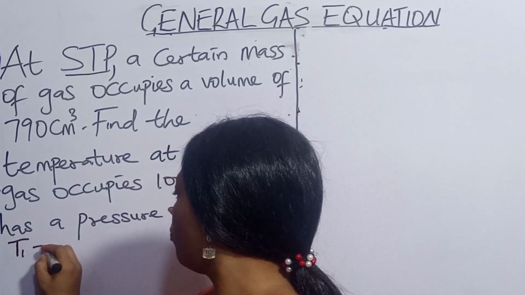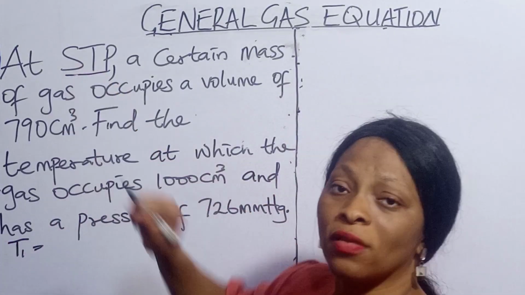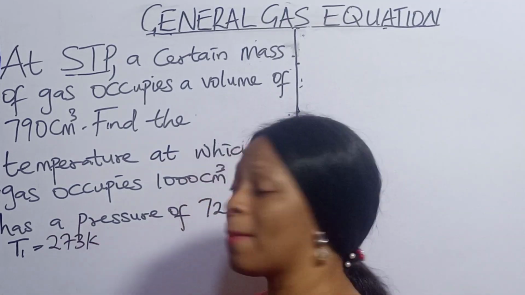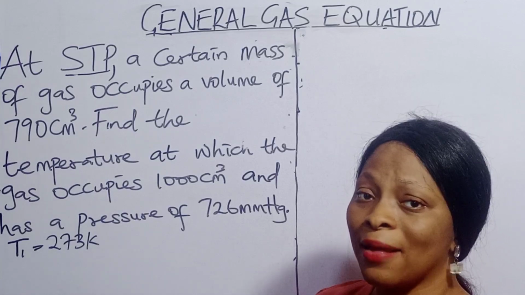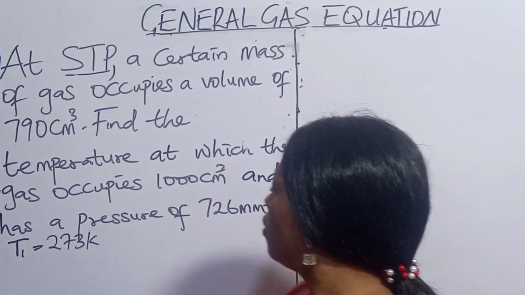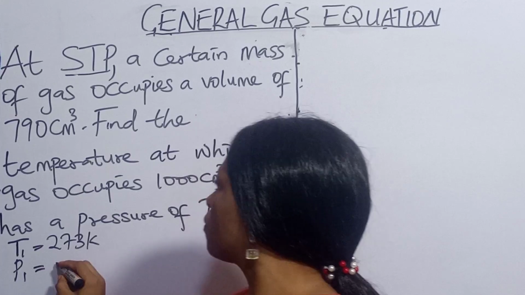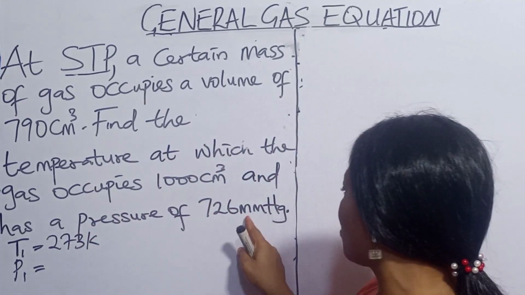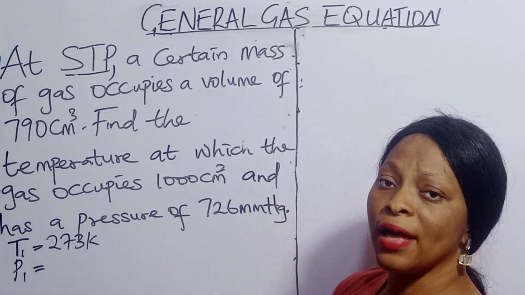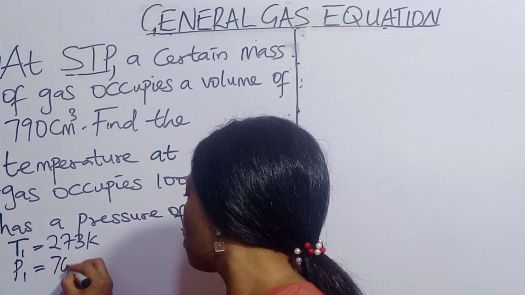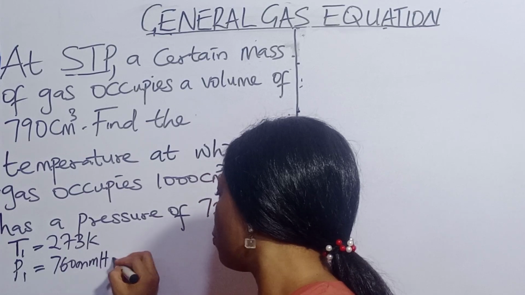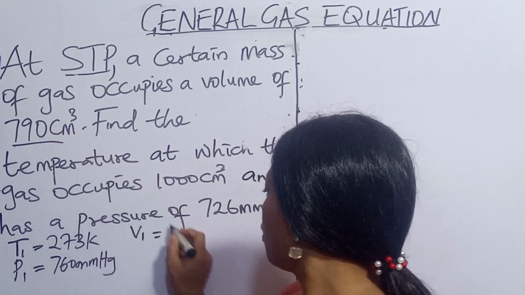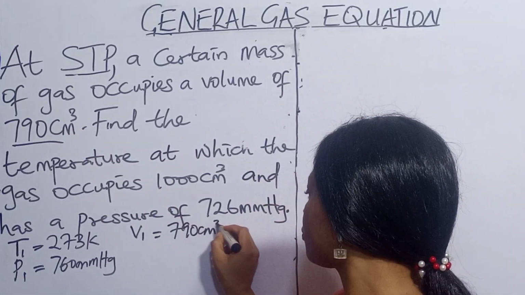So, T1 will be what? Because the temperature was at STP, T1 will be 273 Kelvin. Remember the value I gave us as standard temperature, pressure, and volume. Then P1 will also be what? Let's look at the pressure. Before you write your standard pressure, let's look at the pressure. The pressure is in millimeter mercury. So what will be our standard pressure? It will be 760 millimeter mercury. Then let's look at our V1. Our V1 is 790 cm3.